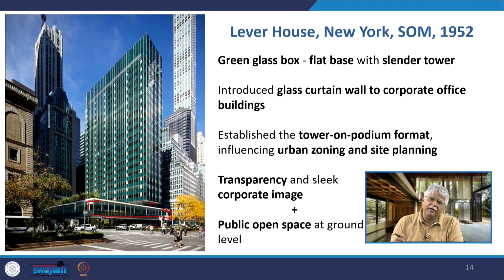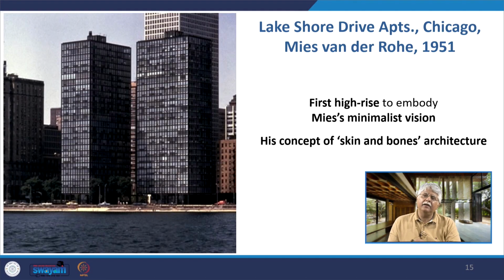It was transparent, and a very sleek corporate image was represented by the Lever House, and also it had a public open space at the ground level. This box that you see, the low height box, has an inner courtyard. Then came the one building that defined the glass and steel skyscraper in those early days, and that was the Lakeshore Drive Apartments, 1951 by Mies van der Rohe.